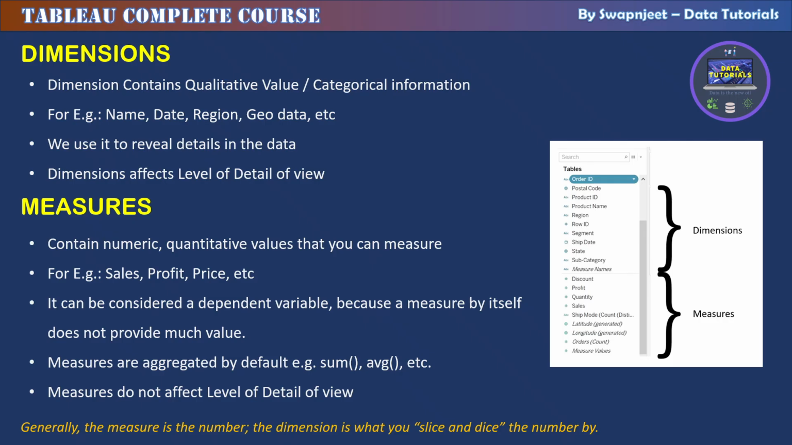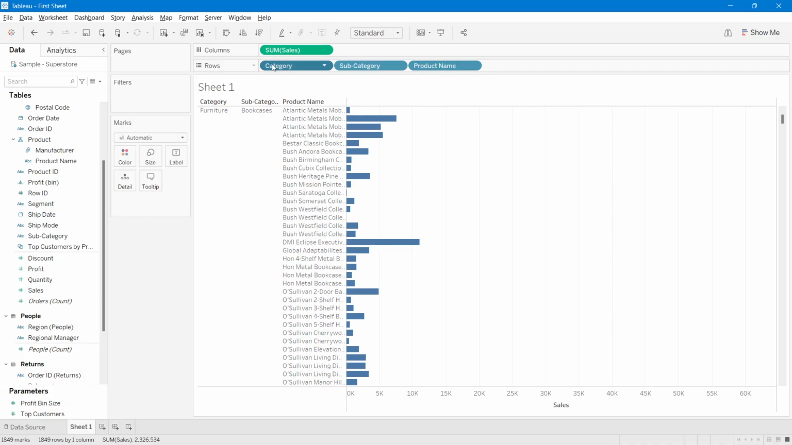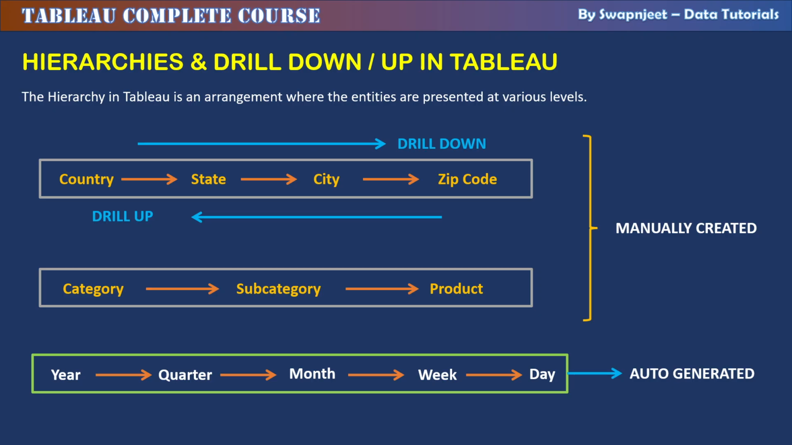So let's discuss what hierarchy actually means. Hierarchy in Tableau is an arrangement where the entities are presented at various levels. So you can see this is the first level, then we have increased the level more, and then we have increased the level more. That is, we are going into deeper levels of the data. We are trying to increase the granularity of the data. Getting it? And then we are trying to see the insights of that particular data.